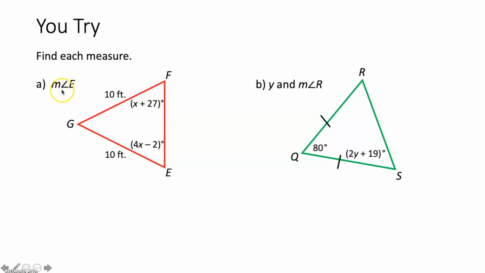Okay, for part A, we're finding the measure of angle E. So where's angle E? That's right here. Okay, interesting. Well, how do I do this? Well, in order to find the measure of angle E, I clearly need to figure out what is x. So I need to set up an equation.